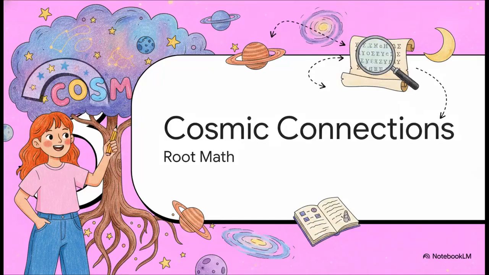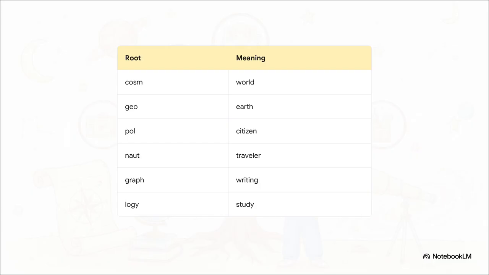Section 3, Cosmic Connections. Let's look at some root math. So our core root, cosm, shares its space with other vital Greek roots to build this awesome interconnected map. Geo connects to Earth. Pol connects to city or citizen. Naut connects to sailor or traveler. Graph connects to writing or description. And logi connects to study. They all just interlock perfectly.